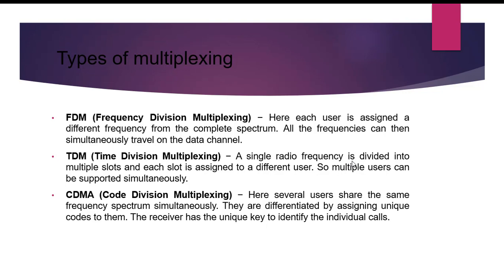Okay, now another multiplexing technique is CDMA, that is code division multiplexing. Here several users share the same frequency spectrum simultaneously. They are differentiated by assigning a unique code to them. So the receiver has the unique key to identify the individual calls. So these are the simple types of multiplexing we have.